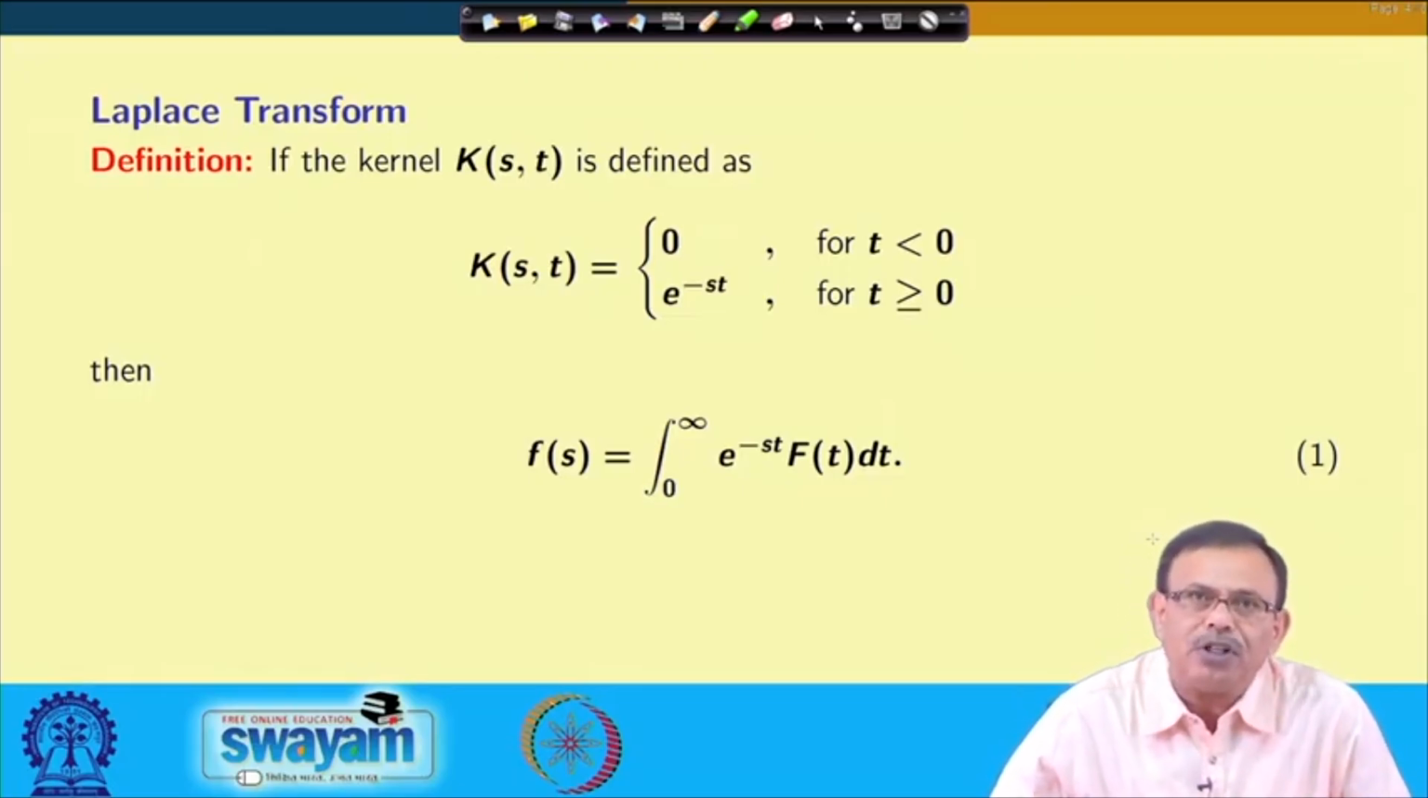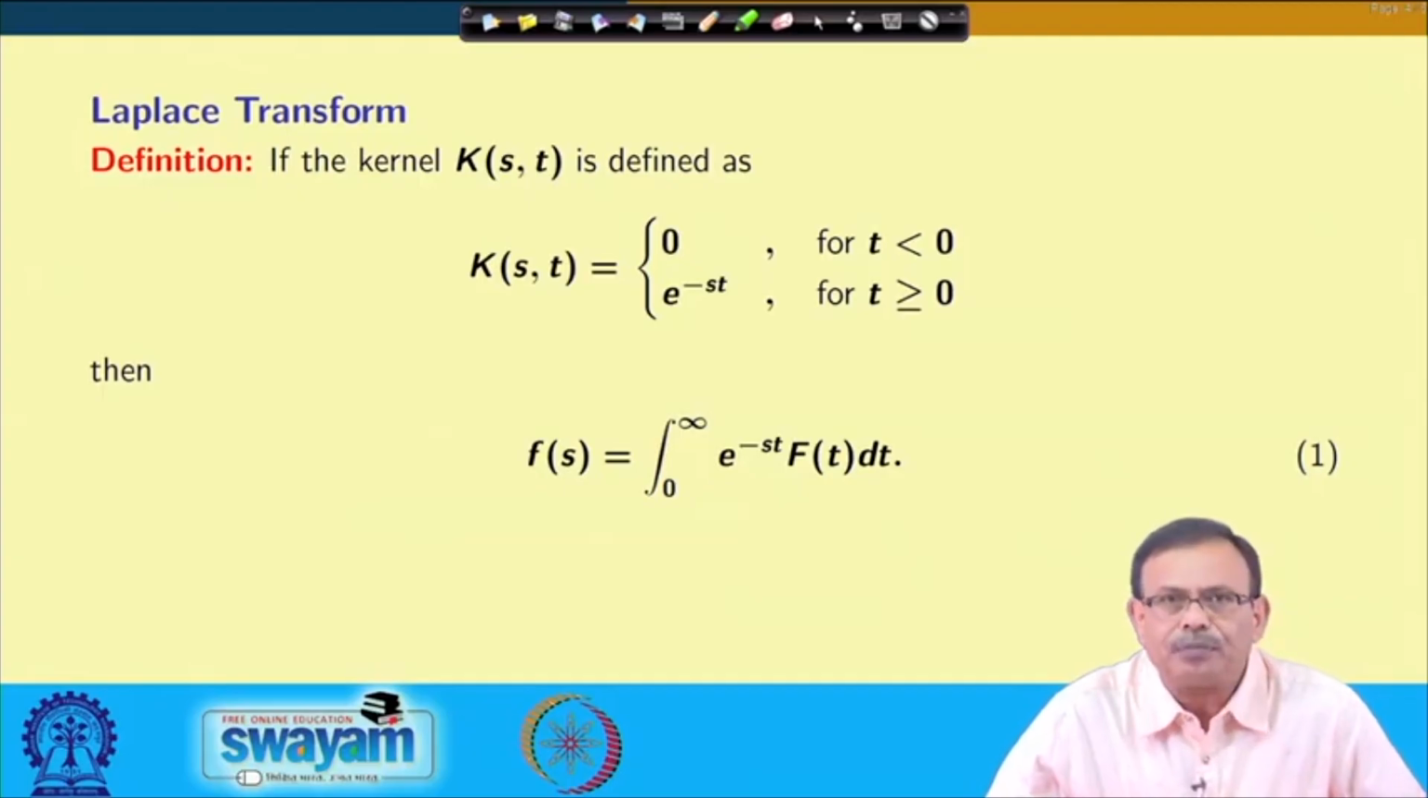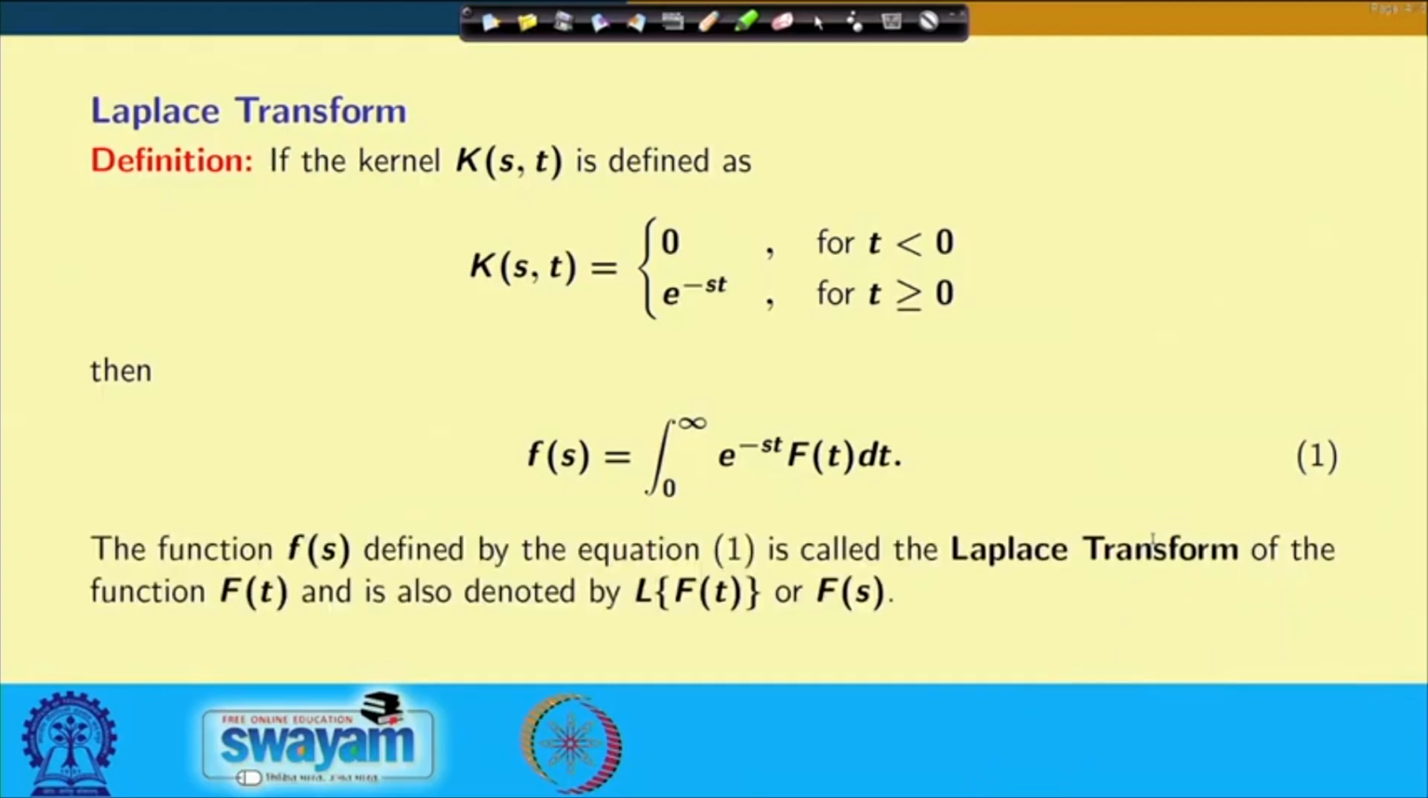So, please note this one. Whenever we try to use the Laplace transform, the value of the independent variable t will always lie from 0 to infinity, on the positive side. So, the function f(s) defined by equation 1 is called the Laplace transform of the function, also denoted by L of F(t), or small f(s), or capital F(s).